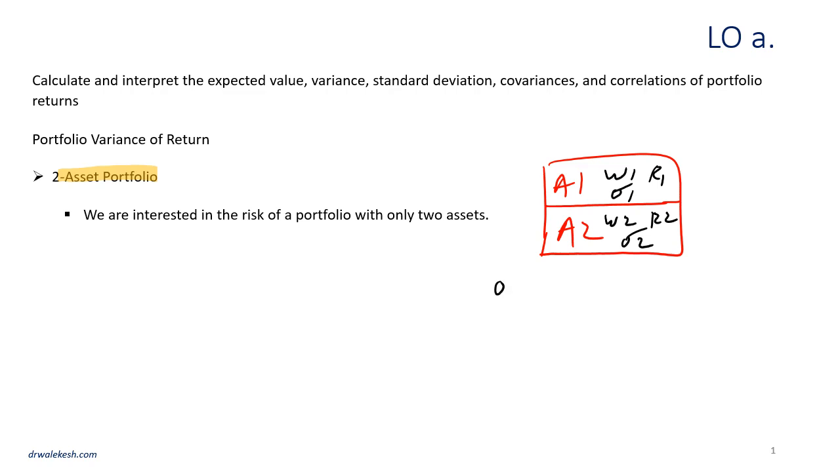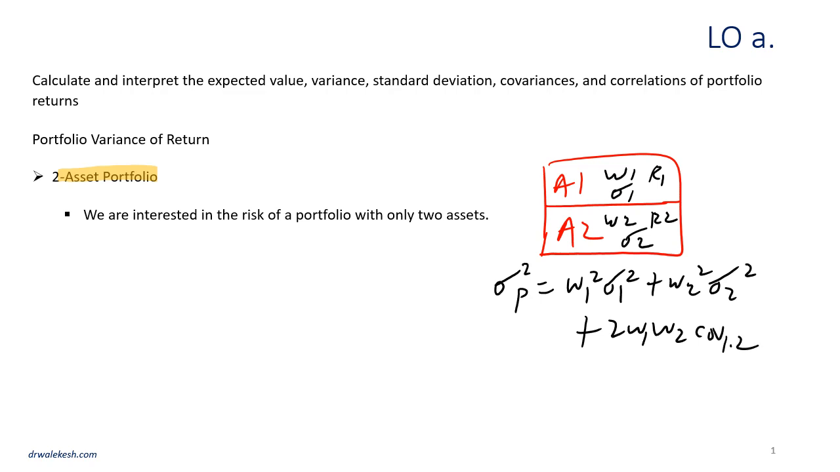So to calculate the variance of the portfolio, it will be weight 1 squared, sigma 1 squared, plus weight 2 squared, sigma 2 squared, plus 2 times weight 1, weight 2, covariance 1, 2.